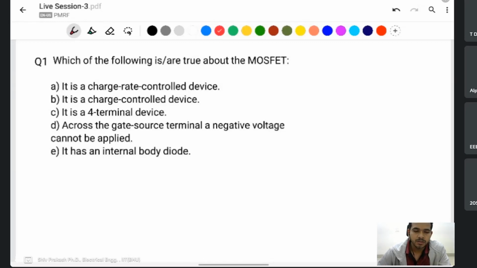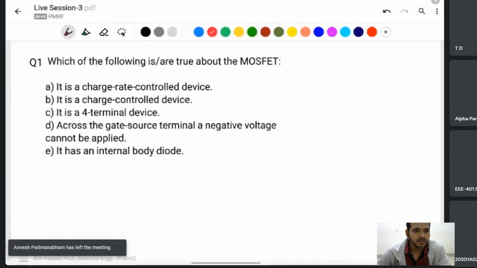Sir, the answer is B, D, and E. B, it is the gate charge control device. Yes, and it's a 3 terminal device. And D, I think you can't apply the negative voltage. Yeah, this one also true. And it has an internal body diode.